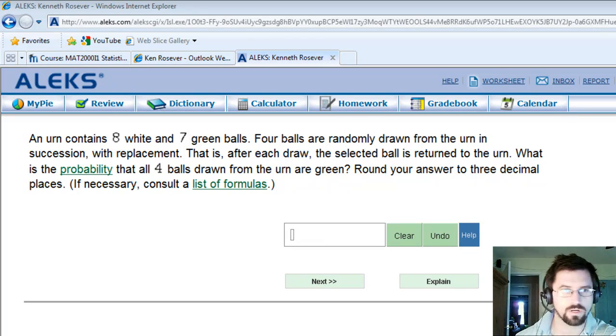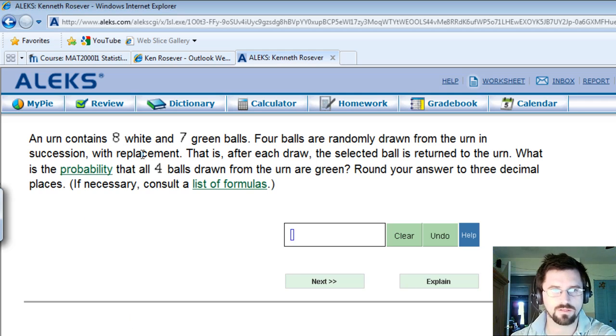Alright, we're going to do probability of draws with replacement. This is a very simple concept, one of the easier ones. An urn contains 8 white and 7 green balls. 4 balls are drawn randomly from the urn in succession with replacement. And that's the key here.